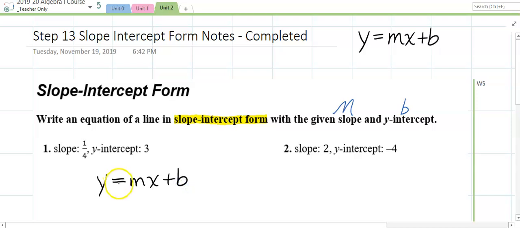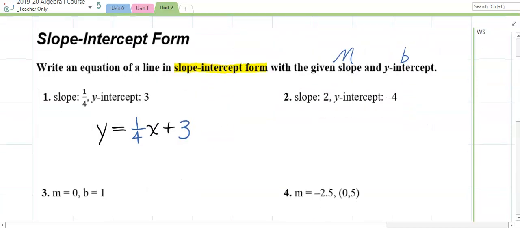That is a slope-intercept form of this equation, but we need to make it more specific because we need to take out the slope and put in what the slope equals. What is the slope in this problem? They tell us right here the slope is 1/4. Then we need to take out the b and put in the b. That's it. We're finished with number 1. Y equals 1/4 x plus 3. That's the equation of this line in slope-intercept form.